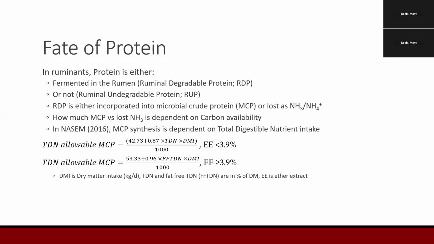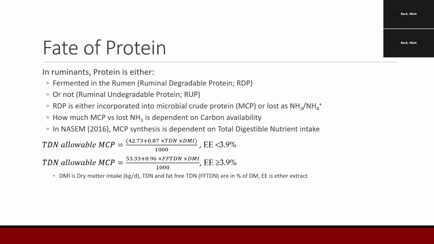Okay. Or it's not fermented in the rumen, it's rumen undegradable protein. That rumen undegradable protein will go to the small intestine to be potentially metabolized by proteases secreted from the pancreas. Those amino acids are absorbed in the small intestine to be used as metabolizable protein for the animal.